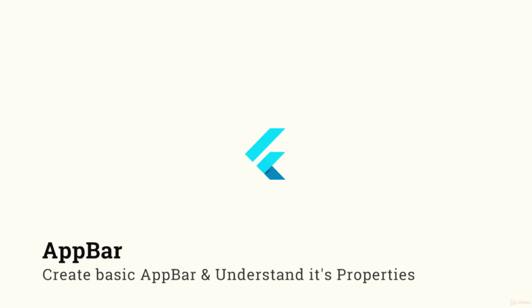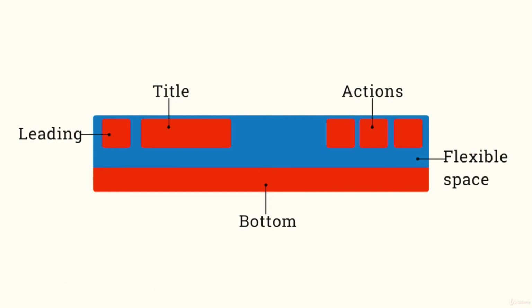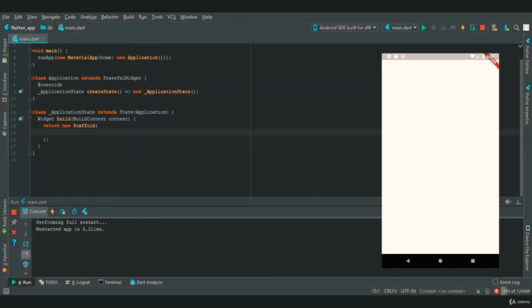In this video, we are going to create a basic app bar and understand its properties. So an app bar is made up of 5 important properties, which is leading, title, action, flexible space, and bottom. So in this video, we are going to focus on title property and some other basic properties of app bar. So now let's come to the Android Studio.